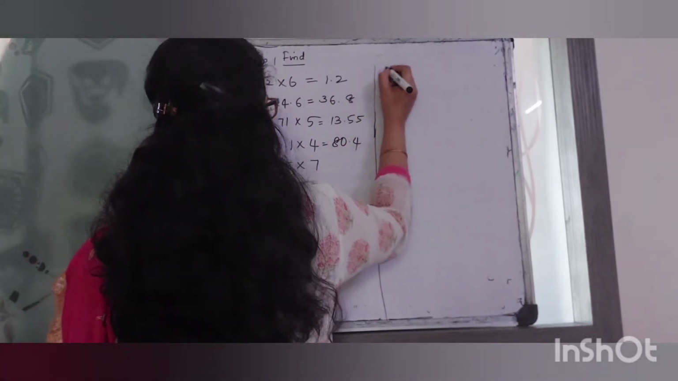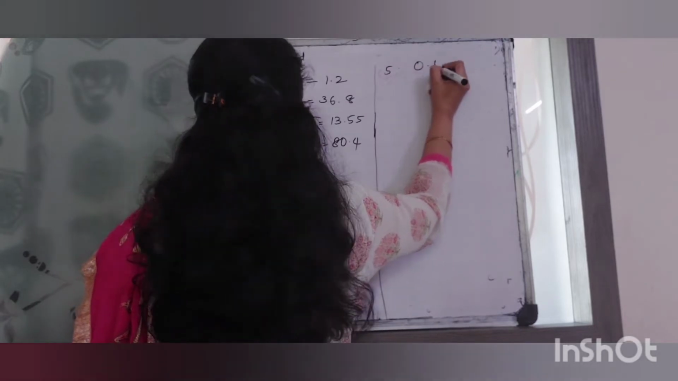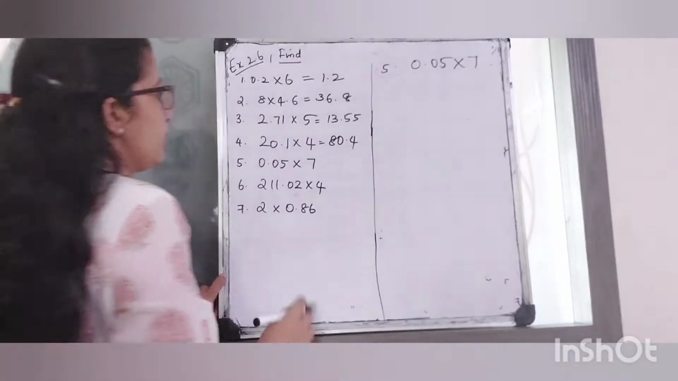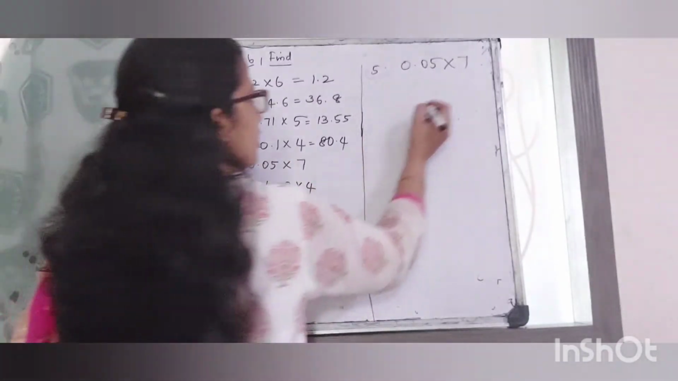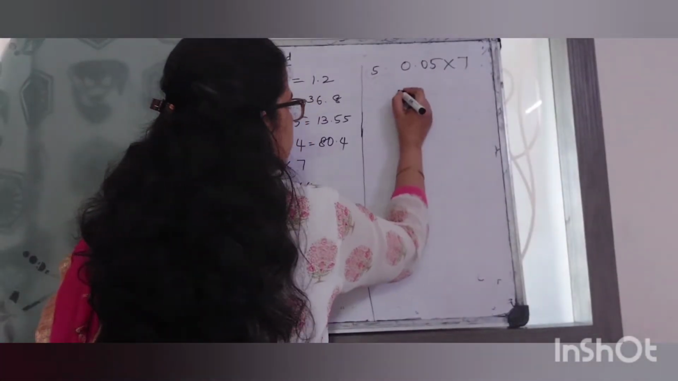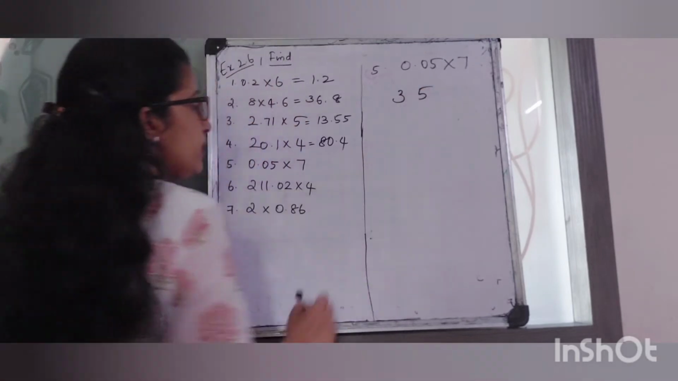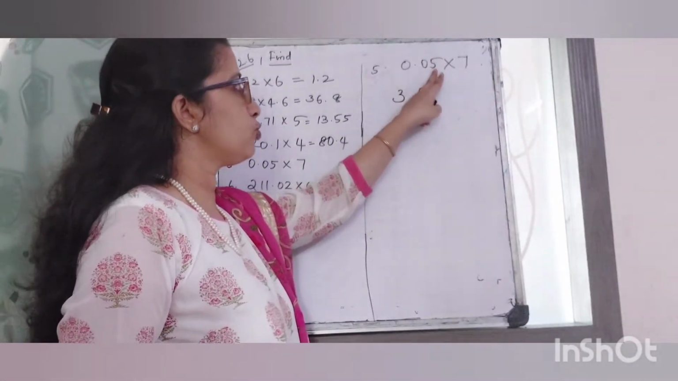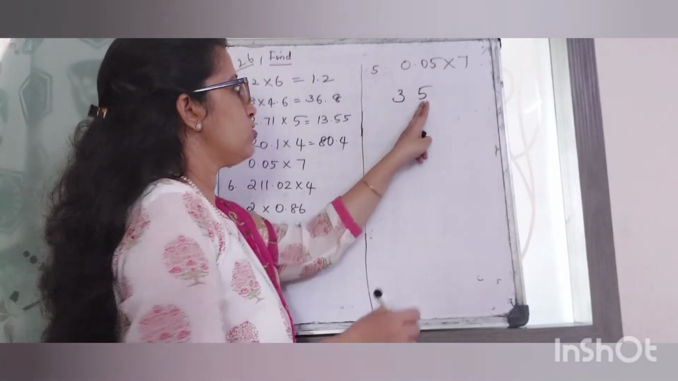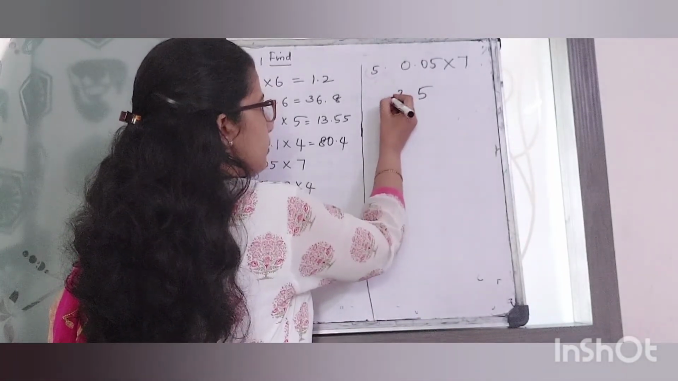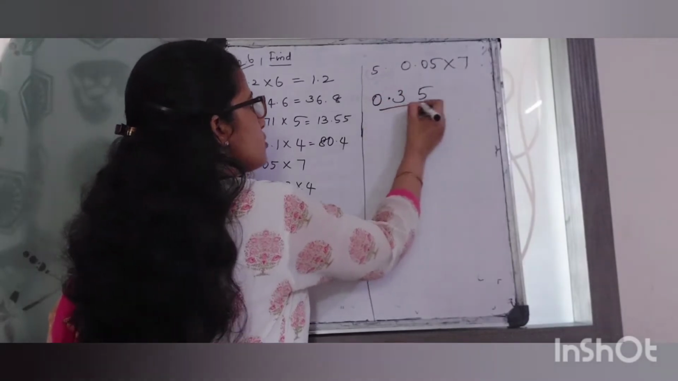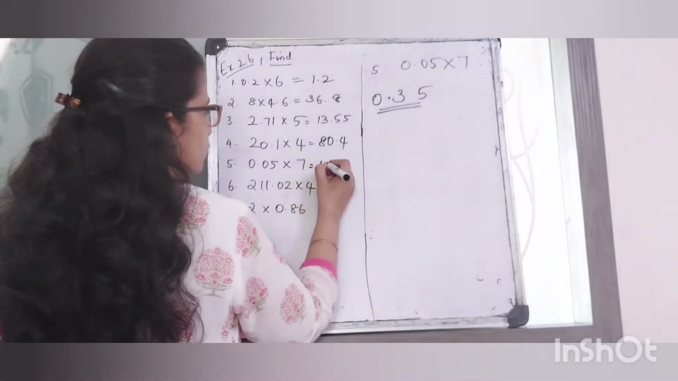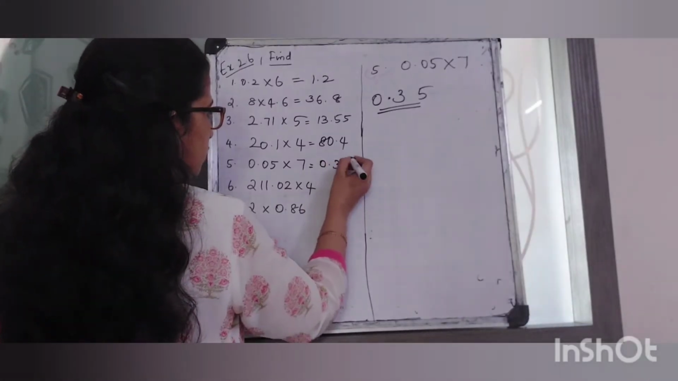Fifth problem is 0.05 into 7. Okay, 0.05 into 7. Now 7 5s are 35. Now how many digits should be there after the decimal point? 2. So here also 2. So here your decimal point should be here. So 0.35 is the answer. Okay, 0.35. What is the next one?